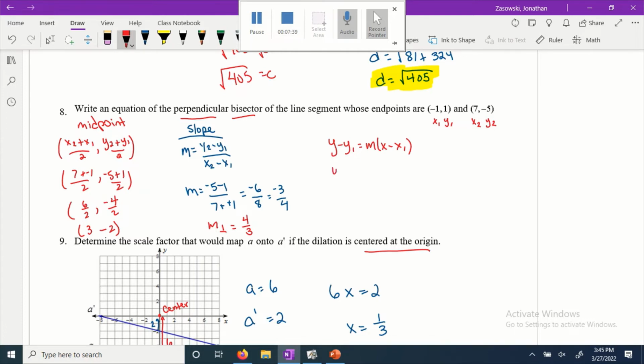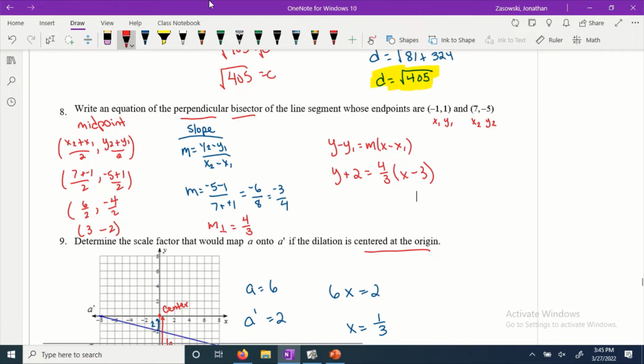And then we just plug in. So y minus negative 2, or y plus 2, is equal to 4/3, and then x minus 3, and there's our answer. So either minus a negative, or just change that to a plus, and do the plus positive here.